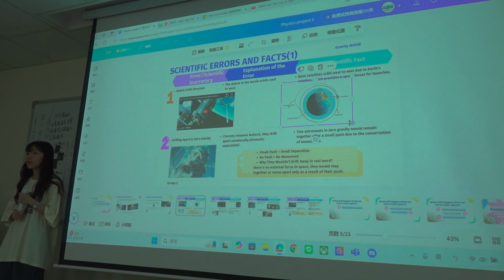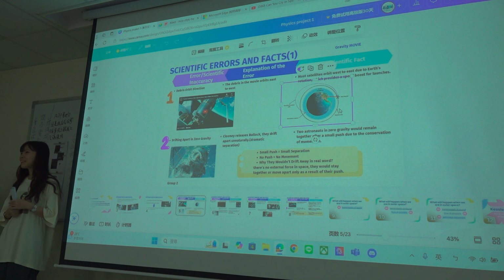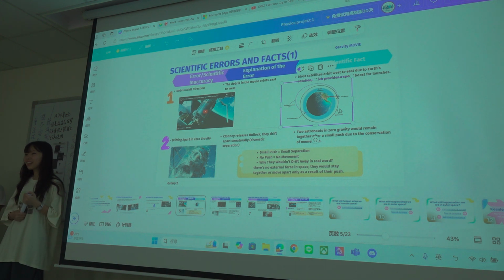Why is North Korea sending missiles to Japan but not to China? You know North Korea always sends missiles to Japan, but they never send them to China. Why is that? It's not because they're afraid of China. The Earth is rotating. So it's the same thing. The satellite will be easier to launch from west to east.